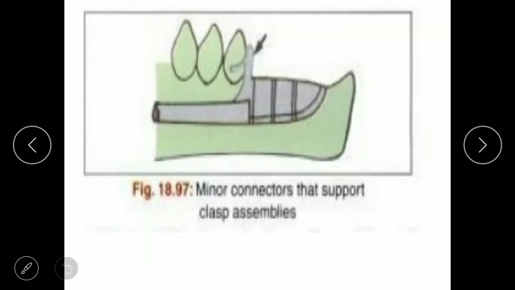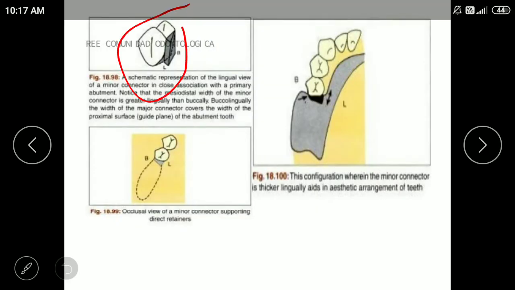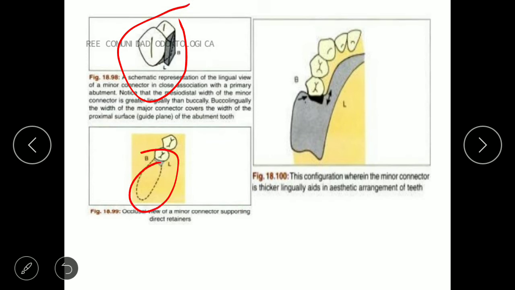This one is the minor connector which connects the clasp to the major connector, and also it is thick buccolingually, thin mesiodistally. This is a schematic representation of the lingual view. This is the occlusal view of the minor connectors, and this is a triangular cross section.